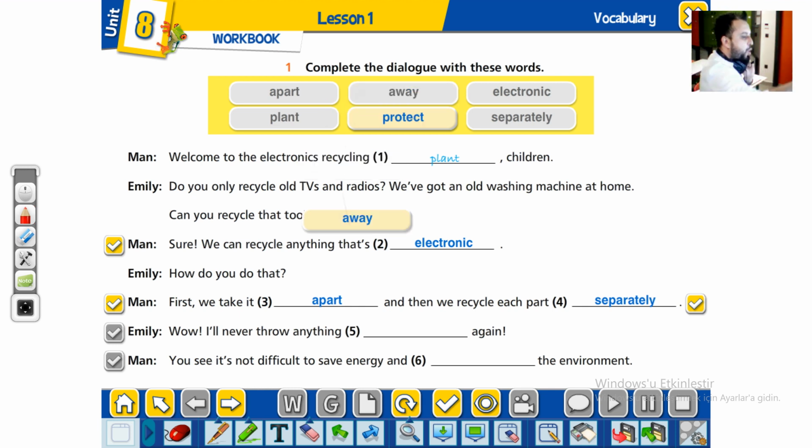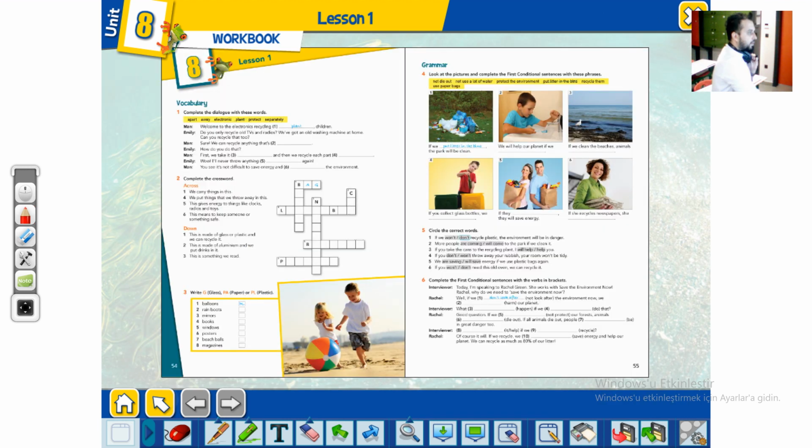Emily says, wow, I will never throw anything. Remember that. Throw away. Atmaktı değil mi artık? Artık hiçbir şeyi atmayacağım diyor. And man says, you see, it's not difficult to save energy and protect the environment. Gördüğünüz gibi enerji tasarrufu yapmak ve çevreyi korumak zor değil diyor.